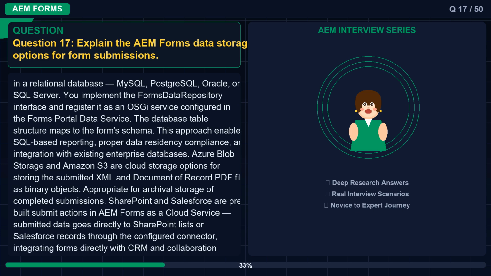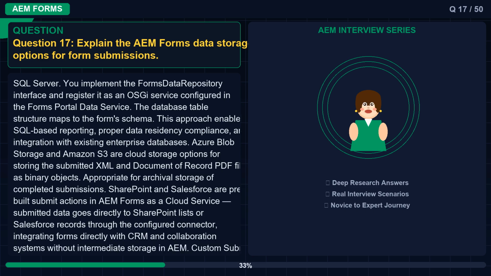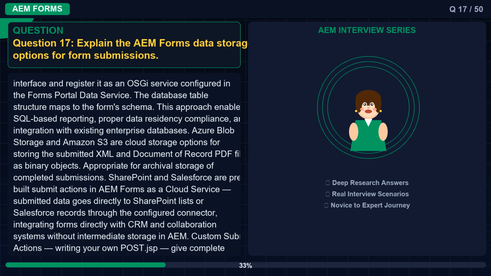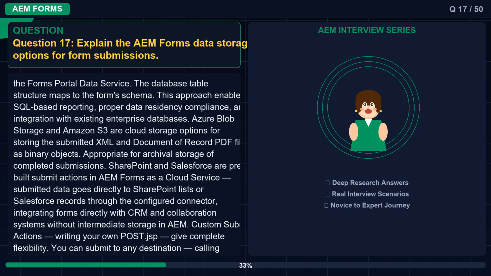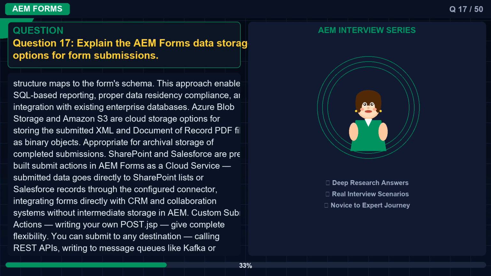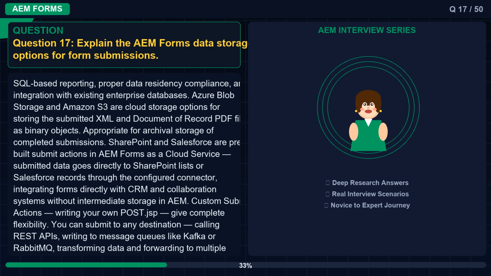Azure Blob Storage and Amazon S3 are cloud storage options for storing the submitted XML and document of record PDF files as binary objects. Appropriate for archival storage of completed submissions. SharePoint and Salesforce are pre-built submit actions in AEM Forms as a cloud service. Submitted data goes directly to SharePoint lists or Salesforce records through the configured connector, integrating Forms directly with CRM and collaboration systems without intermediate storage in AEM.